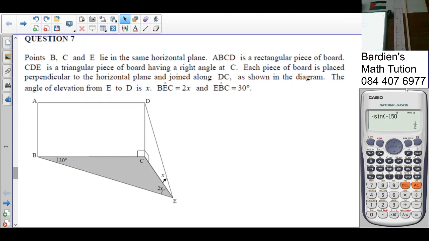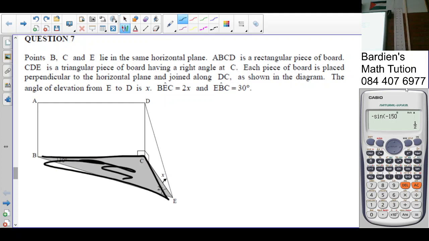points B, C and E lie in the same horizontal plane. So when we see the shaded region here, I always assume, or the learners see it as if it's on the ground. Okay, in the same horizontal plane means it's all on the ground basically. So A, B, C, D. Remember, this is on the ground and it's often shaded.